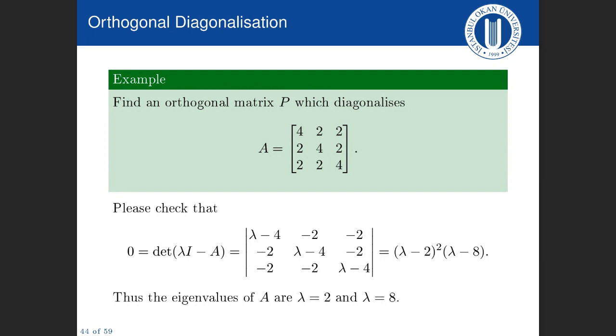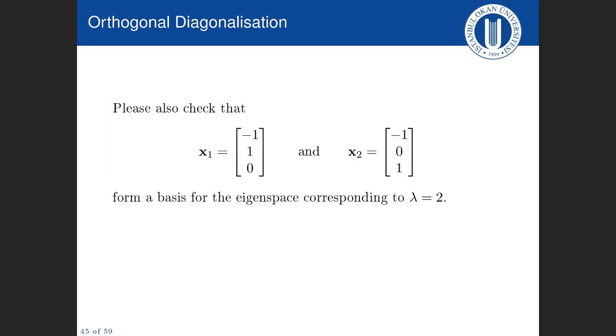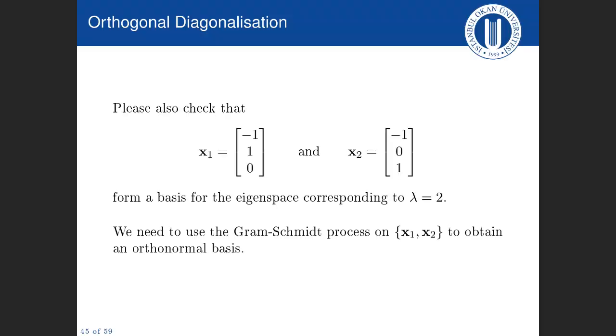We have two eigenspaces and we need a basis for each eigenspace. And I'm not going to do the details here. Please check first that these two vectors give a basis for the eigenspace corresponding to lambda equal to 2. So that would be step one done, at least for the first eigenspace. We need to use the Gram-Schmidt process on x1 and x2 to obtain an orthonormal basis.